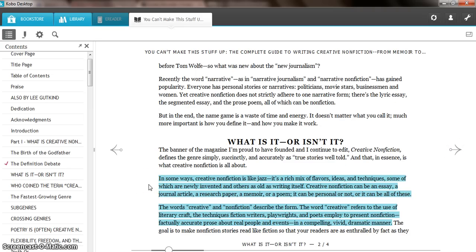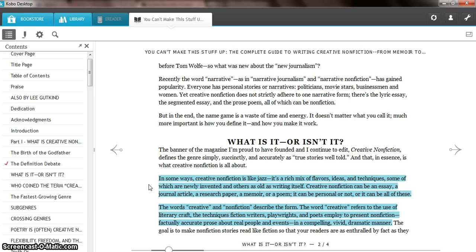In some ways, creative nonfiction is like jazz. It's a rich mix of flavors, ideas, and techniques, some of which are newly invented and others as old as writing itself. Creative nonfiction can be an essay, a journal article, a research paper, a memoir, or a poem. It can be personal or not, or it can be all of these. So again, just recapping what I said before, and that's the idea with the choices that you have to make about what your writing will look like.